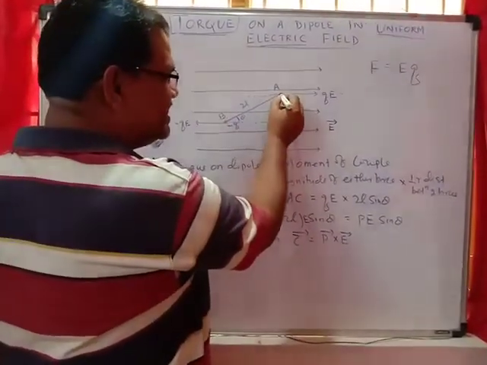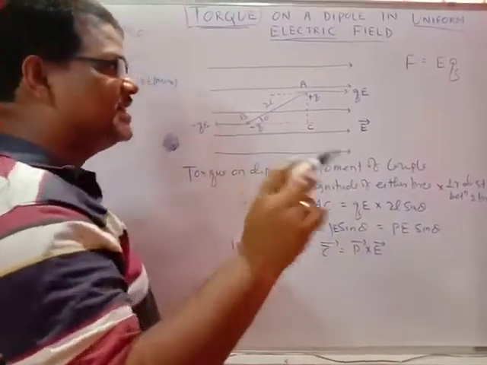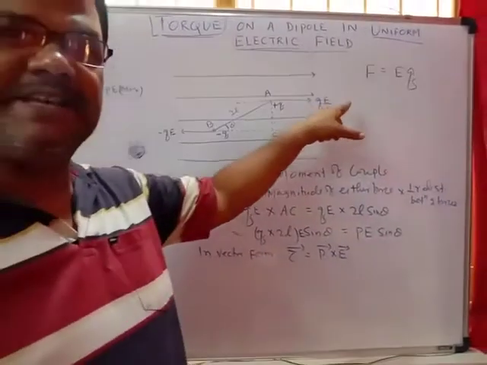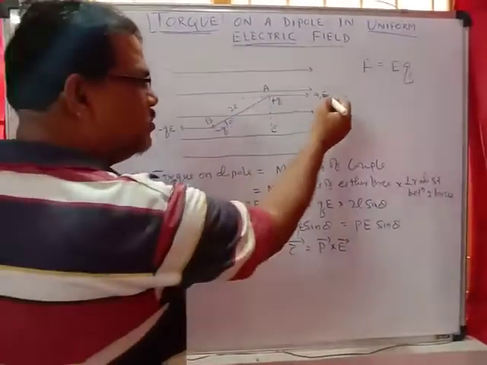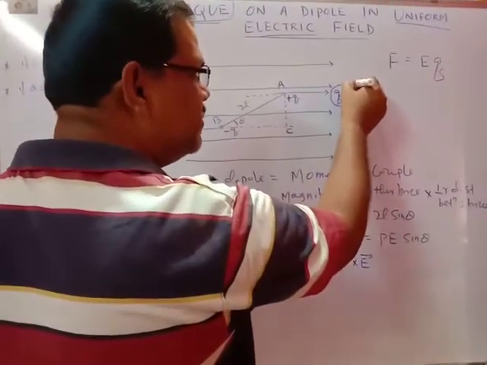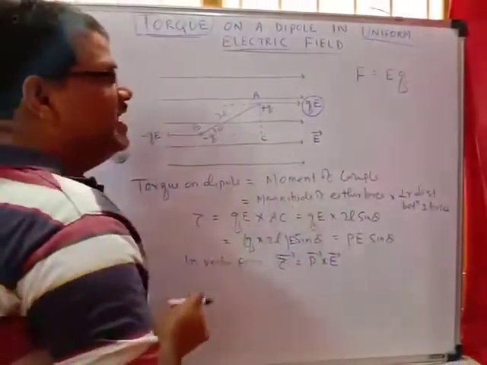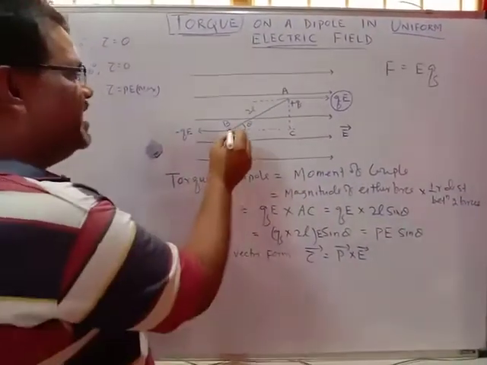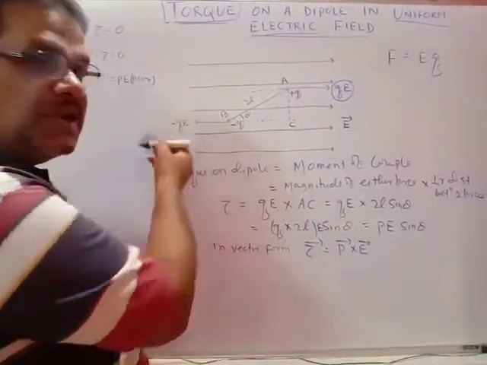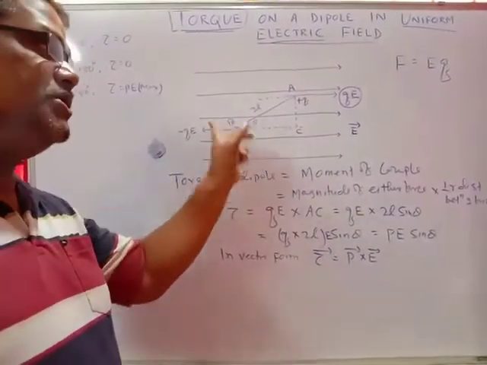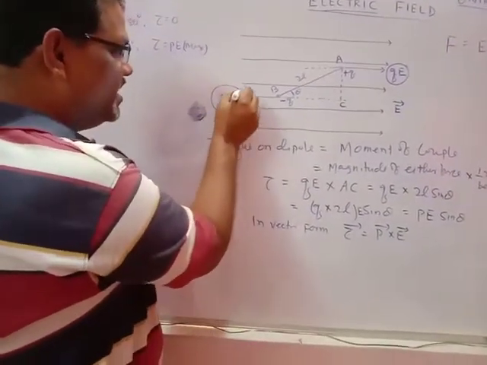The force will be acting on this plus q charge, and the direction of the force will be in the direction of the electric field. So that force equals q into E, acting on the plus q charge along the direction of the electric field. The other charge, minus q, is also placed in the electric field, and its force will be directed opposite to that of the electric field. So in this case the force is equal to minus QE.